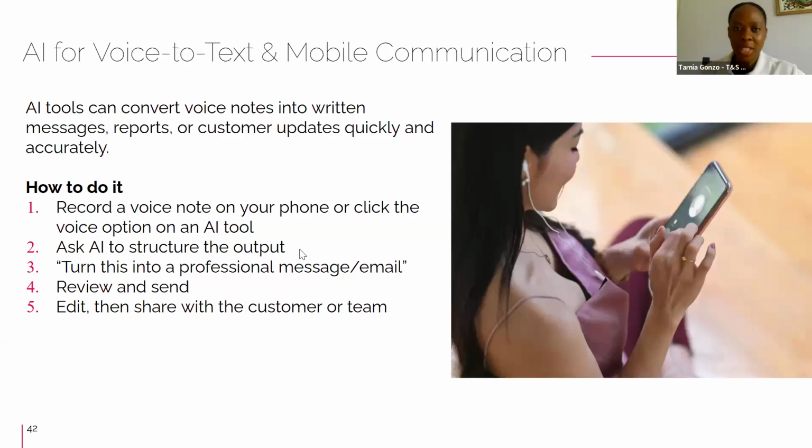And then the last one is voice to text communication. You can actually record a voice note on your phone or click the voice option on the AI tool and then say, turn this into a professional email, and review and send it. That's for when you don't have your phone all the time, or it's just so much easier to use your voice. You're driving or you're just busy. Instead of saying something, then writing it down and then remembering everything.